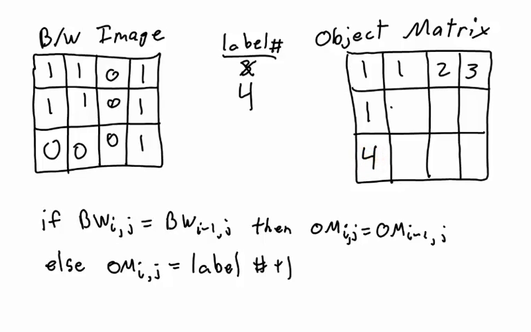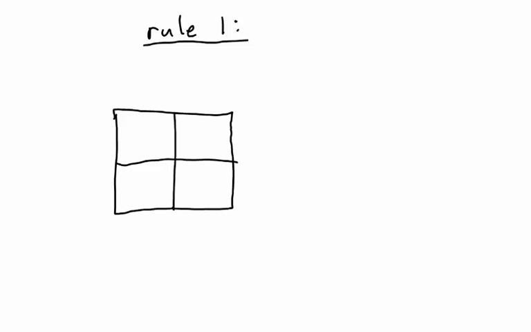Once we've finished the first row and the first column of the object matrix, we can fill in all the rest of the pixels. There are 3 rules that we use to fill in all of the rest of the pixels, and we have to apply all 3 of these rules to every pixel. Rule number 1 looks like this. For all of these rules, we're going to assume that we are trying to fill in the object matrix is this pixel, the one in the lower right.